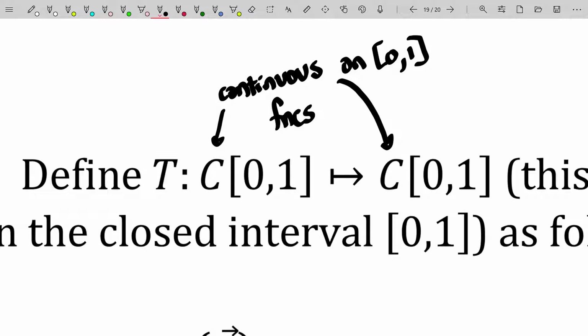Y equals 1 over x minus a half is not part of that because it's not a continuous function on the interval 0 to 1. It has a discontinuity at 1/2. So we have some transformation that does something to these functions and still plops them back into that space of continuous functions from 0 to 1. Who knows what it does, but it does something.